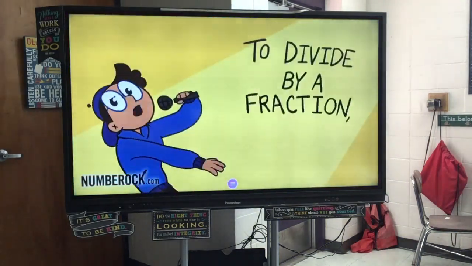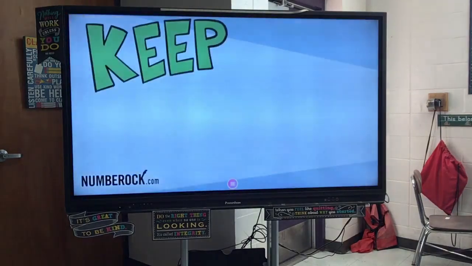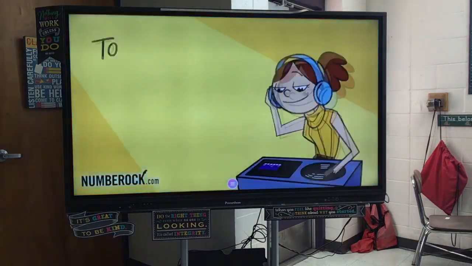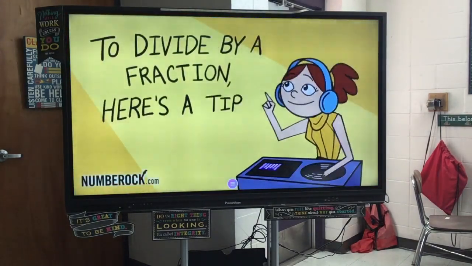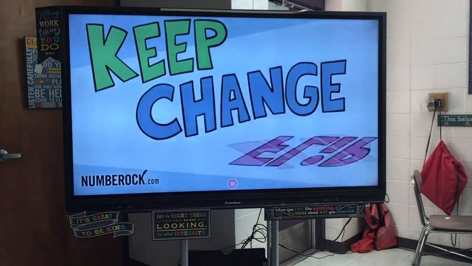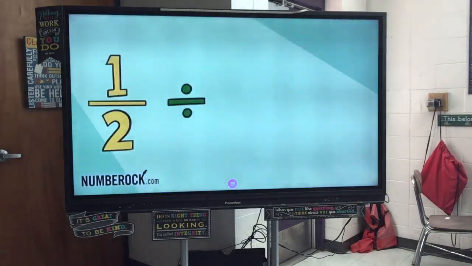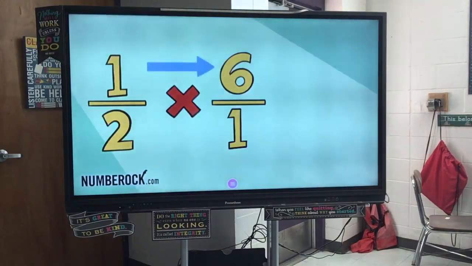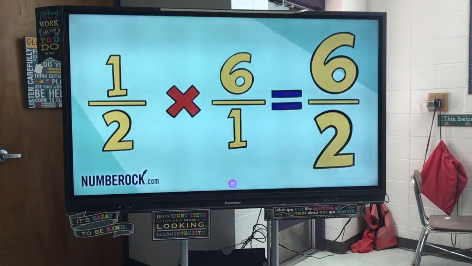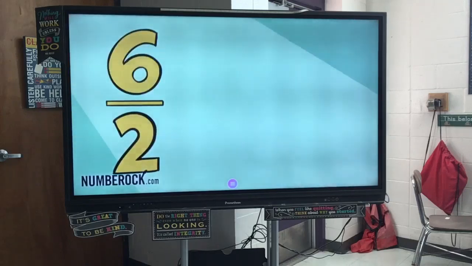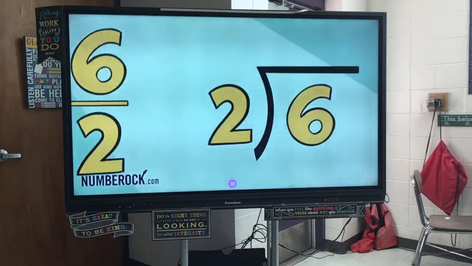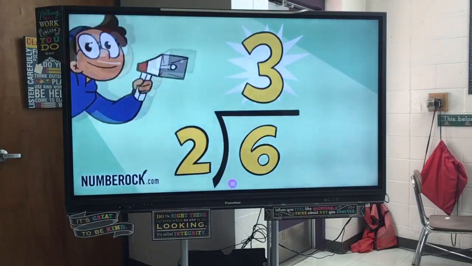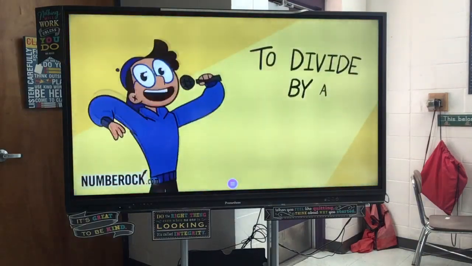To divide by a fraction, here's a 10. Keep, change, flip. To divide 1/2 by 1/6. Keep, change, flip. 1 times 6 is 6 and 2 times 1 is 2. It's an improper fraction, so we're not through. Divide 6 by 2 and the quotient is 3. Keep, change, flip. It's all that you need to divide by a fraction.